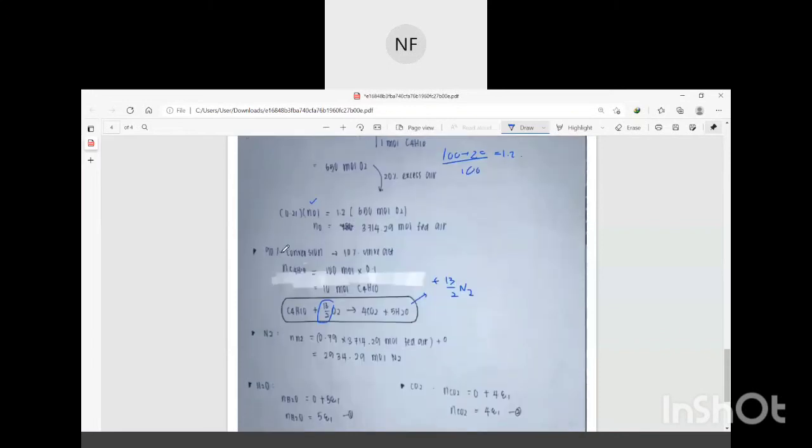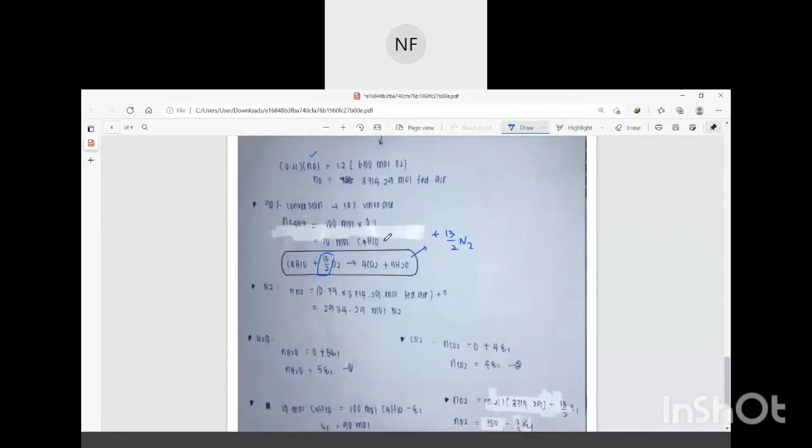The question also mentions that there is 90% combustion of butane involved. From this, we know that 10% of the butane is unreacted in this reaction. So we can directly calculate the number of moles of butane at the output side: 100 moles of butane at the input side multiplied by 0.1, which is how much butane is unreacted in this reaction. So we get 10 moles of butane at the output side.